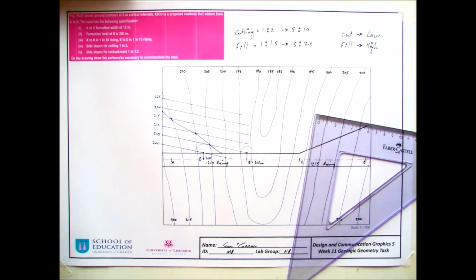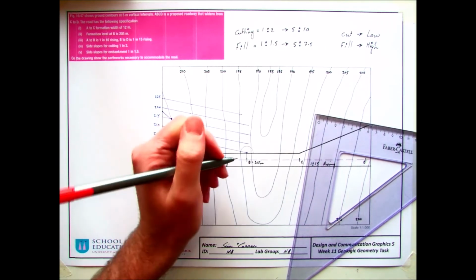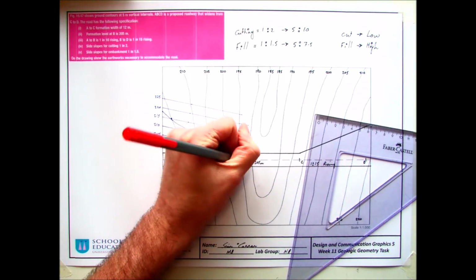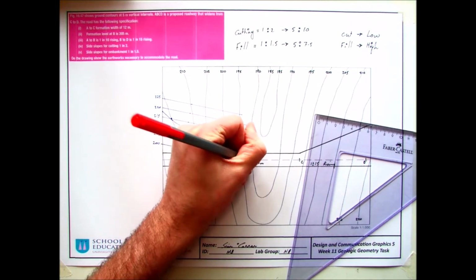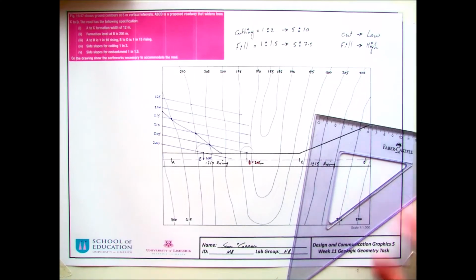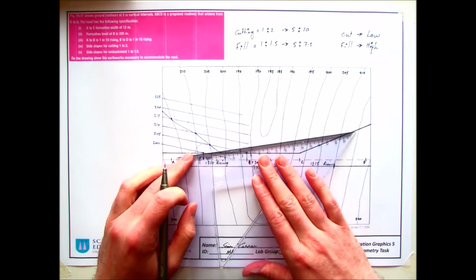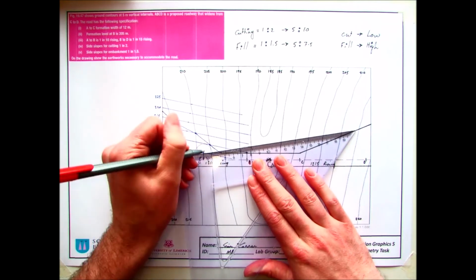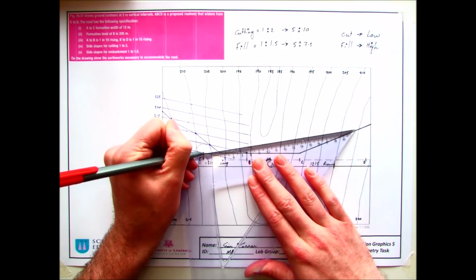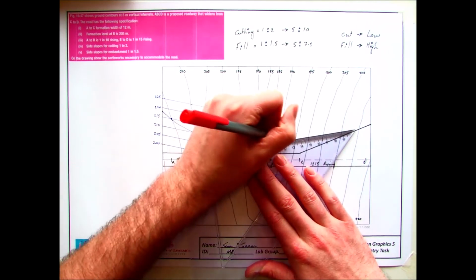I'm going to change my colour as well. Change to red this time. Okay. The line here is going to travel from E tangential to this cone. Just extend it on.